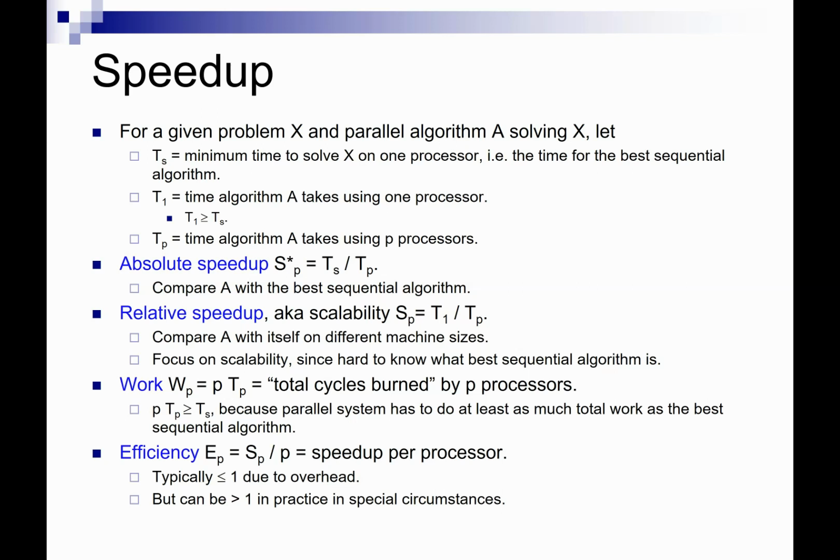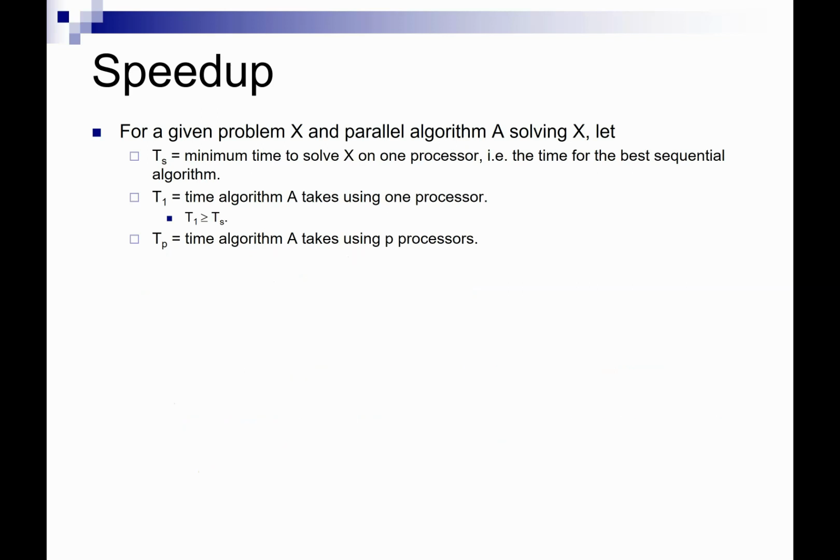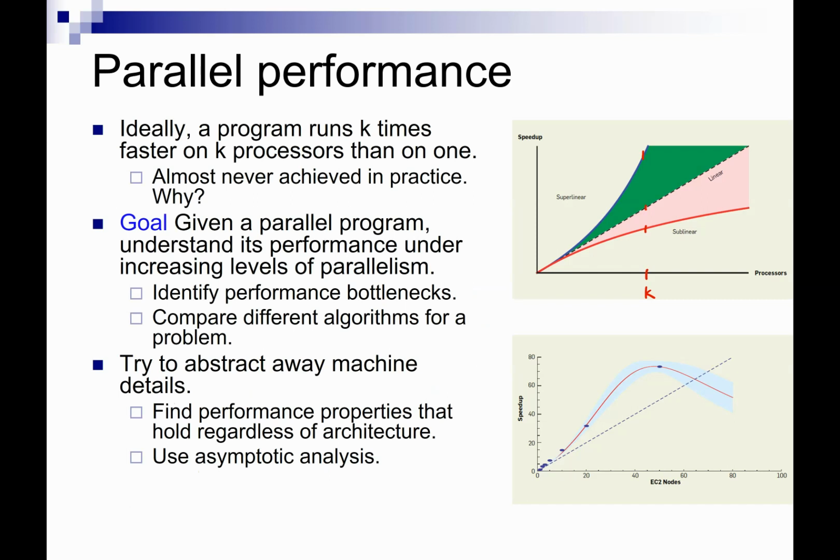If we go back to the plot on the previous page, if we're in the linear regime, then in that case the efficiency is going to be exactly equal to 1, because the amount of speed up that you get is exactly equal to the number of processors you're using. If you're in the sublinear regime, so if you're down here, then the speed up you're getting is going to be less than the number of processors you're using.